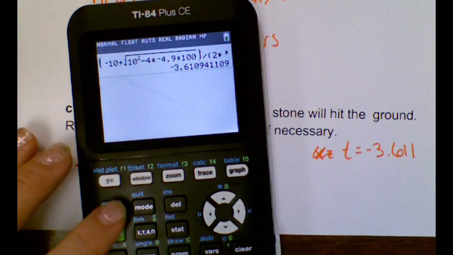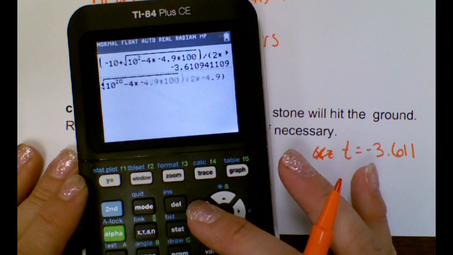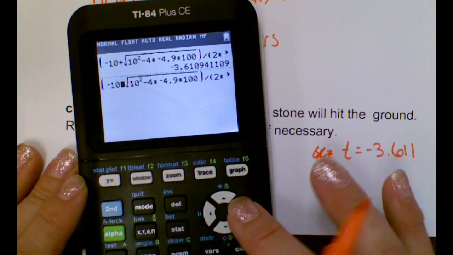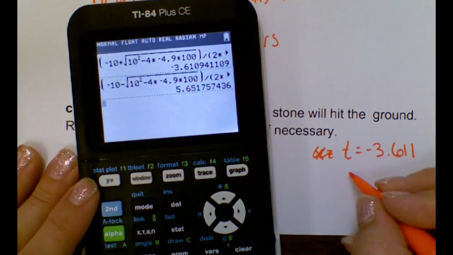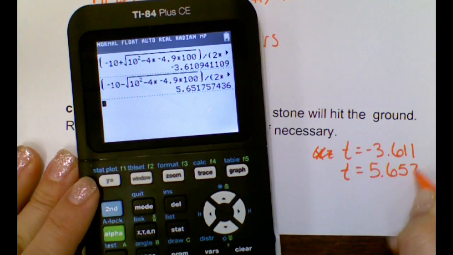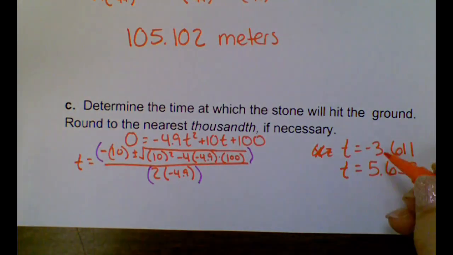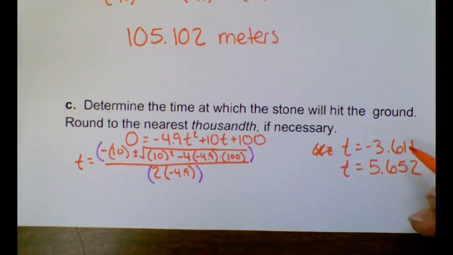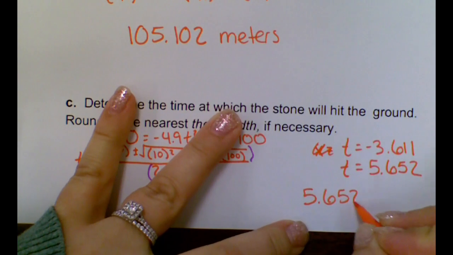But that plus or minus, you have to just type it in twice. So I always go second entry, use my over arrow to get back over where that plus was and change it to a minus. You have to type it in two separate times for that plus or minus. You can't just type it in once. So this one is 5.652. Now, if I want the time at which the stone hits the ground, I don't have a time machine, so we can't use negative time. The answer is 5.652 seconds.